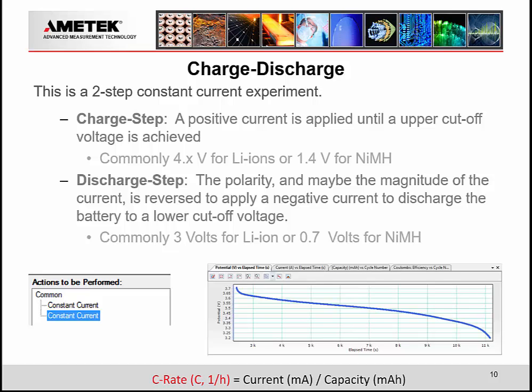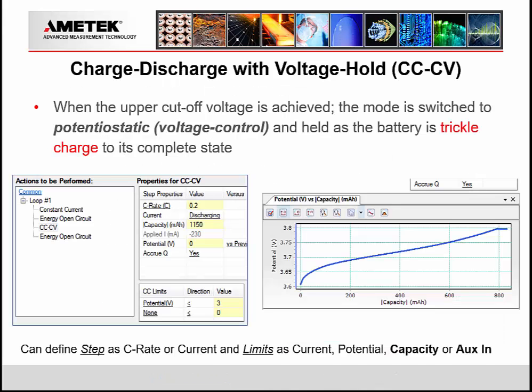And now my discharge. For discharge, the opposite polarity of current is applied. So I'm pulling power out of the device, and it may be the same magnitude of current that I charged at, or it may be different. Down here I have the equation for C rate also. I said we normalize C rate to the amount of current required to charge or discharge a battery of a certain capacity in 1 hour, and so that's how it's a normalized current. That's how a lot of battery people speak of this.